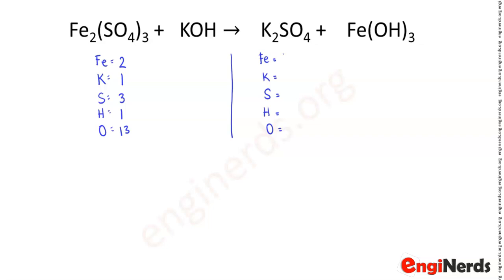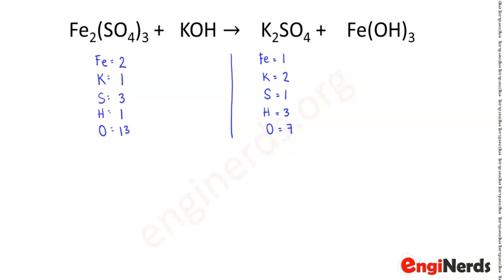Iron, we have 1. Potassium, we have 2. Okay? So, sulfur, we have 1. Hydrogen, we have 3. Okay? And then, oxygen, we have 4 plus 3 is equal to 7.